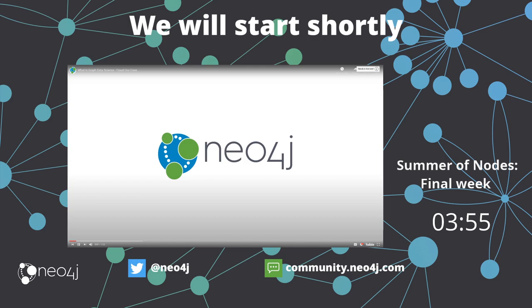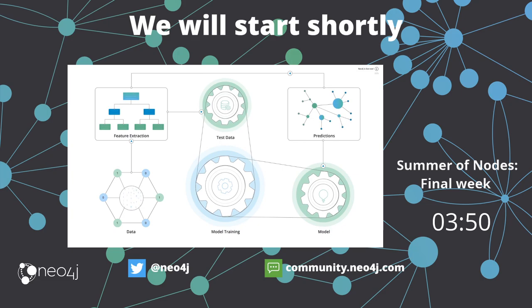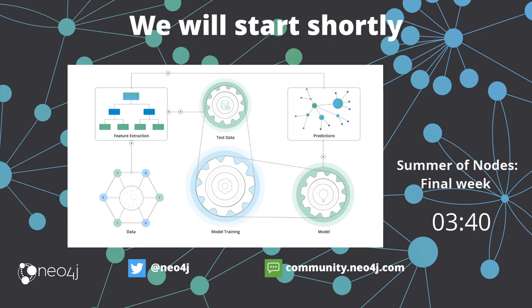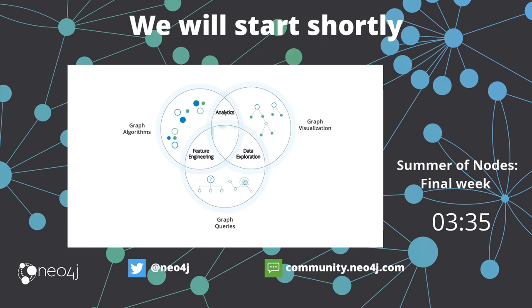Your machine learning models are working. You're seeing results, but you know there's more for you to uncover. What if you could use the network structure within your data without disrupting your machine learning pipeline? With Graph Data Science, you can.